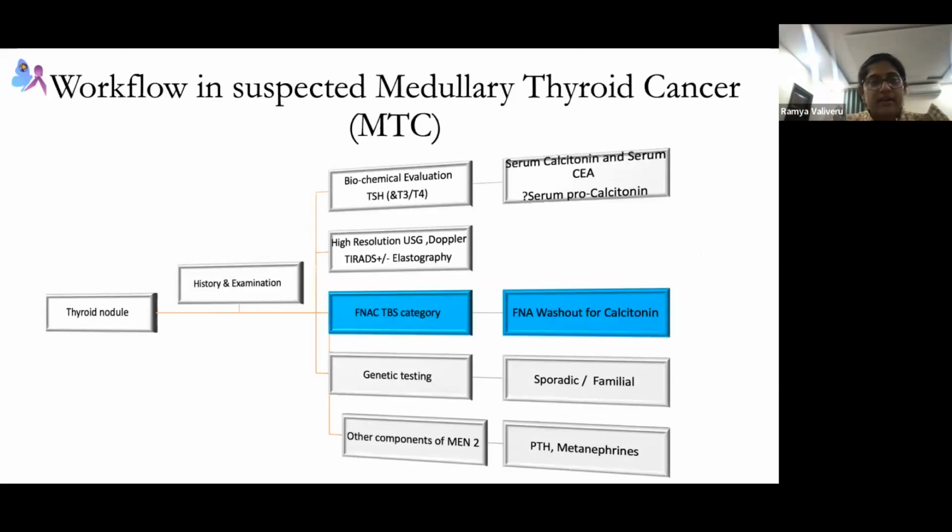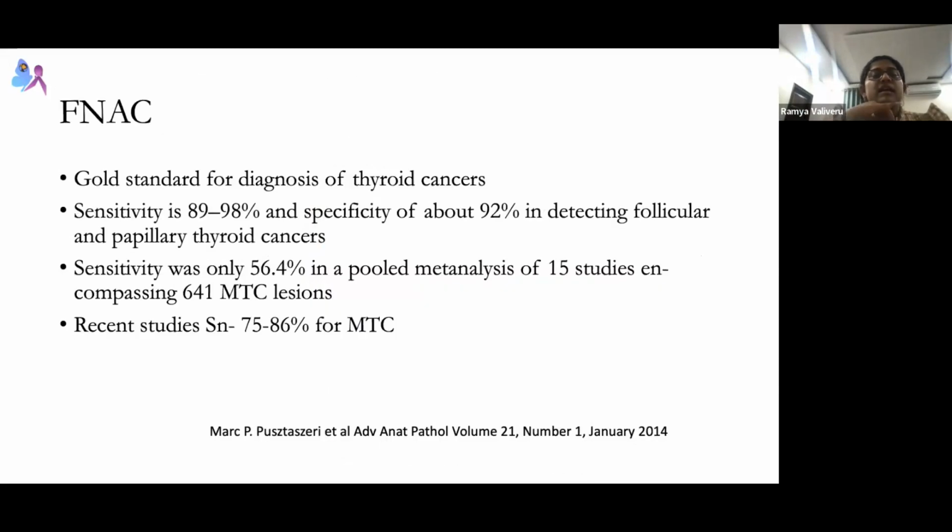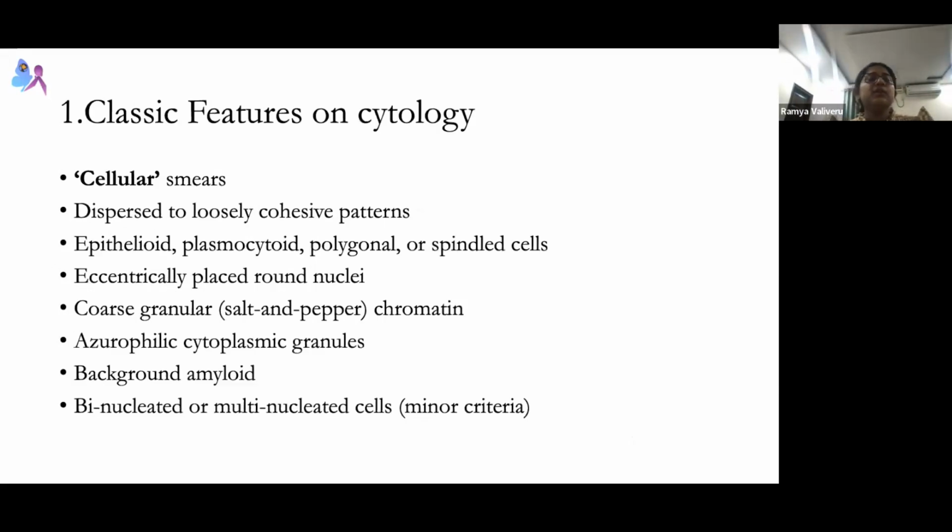And coming to FNAC, it's the gold standard for diagnosis of thyroid malignancy. Sensitivity is about 98% for follicular malignancies, whereas it's only 56 to 60% for MTC in a pooled meta-analysis. In recent studies, because of maybe increased awareness and understanding of the pitfalls, probably the sensitivity has grown up to 75 to 86%. So what are the classic features on cytology in case of MTC?